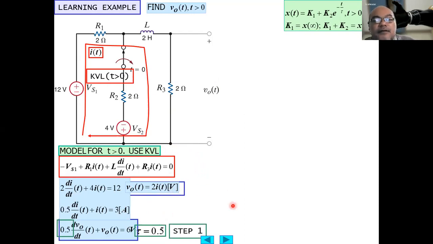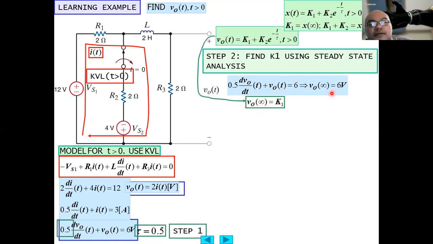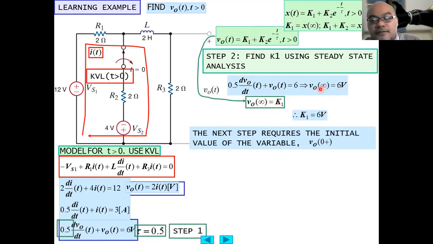Yes, tau is 0.5. We try to find K1 using steady state analysis: 0.5 dVout/dt plus Vout(t) equals 6. For Vout at infinity, which is K1, there is no dVout/dt anymore, so dVout/dt equals 0. So Vout at infinity equals 6 volt, and this basically equals K1. So K1 equals 6 volt.